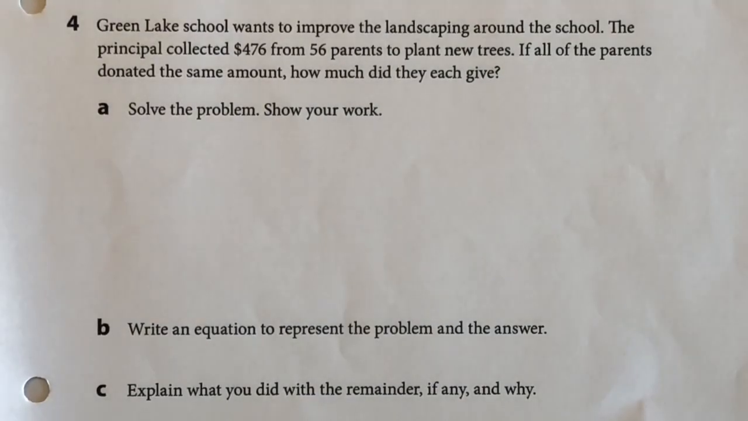The final problem we're going to work on is: Green Lake School wants to improve the landscape around the school. The principal collected $476 from 56 parents to plant new trees. If all of the parents donated the same amount, how much did they give? Again, we're going to solve the problem, write an equation to represent the problem, and explain what we did with the remainder, if we did anything.